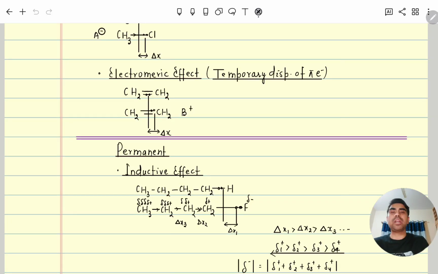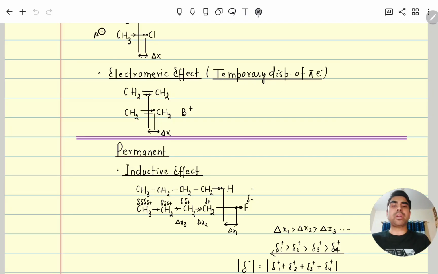Next, the electromeric effect. This is also a temporary effect and happens due to the presence of an external species which we are keeping. Here what will displace? The pi electron. Here it is CH2 double bond CH2. Let's suppose the pi electron is here. Now due to the presence of B plus, the pi electron is displaced here. So total displacement is delta x. If B plus is removed, the electron displacement will again be 0.